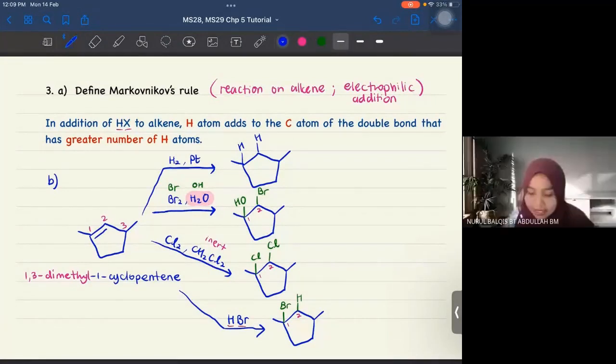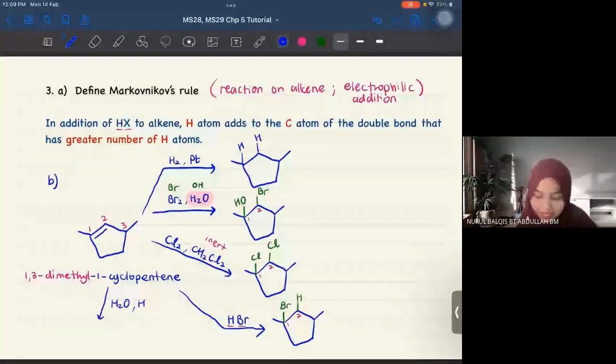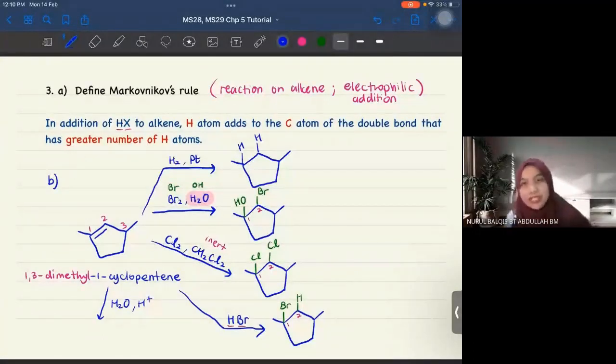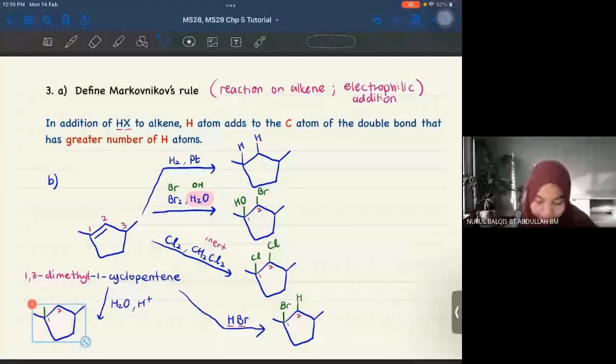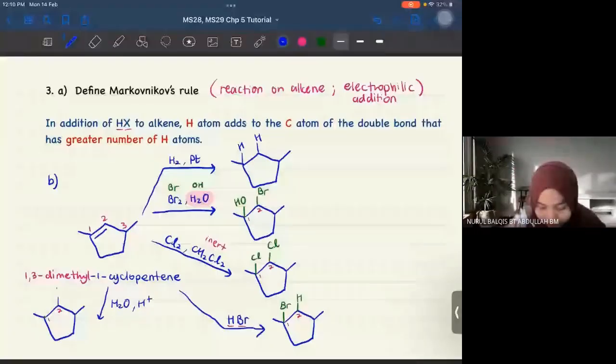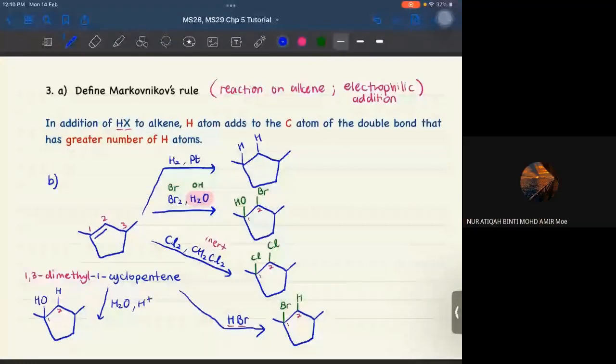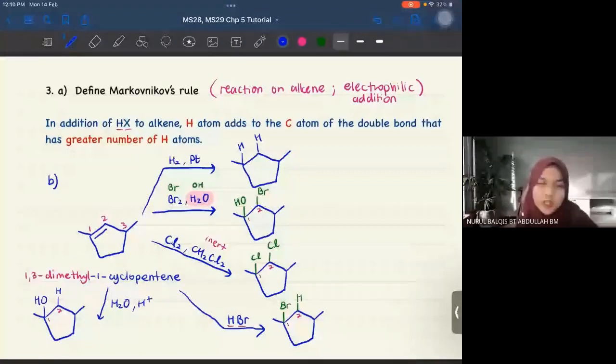Okay. Last but not least is the reaction with H2O, acidified water. Meaning we have H2O and H+. So if we add H2O and H+, we will get an alcohol. So with two selections, H and OH, H goes onto carbon number 2, and OH goes onto carbon number 1, because it follows the Markovnikov rule. Yes, OH goes onto number 1 because it follows Markovnikov. When there are choices, you need to choose the priority.